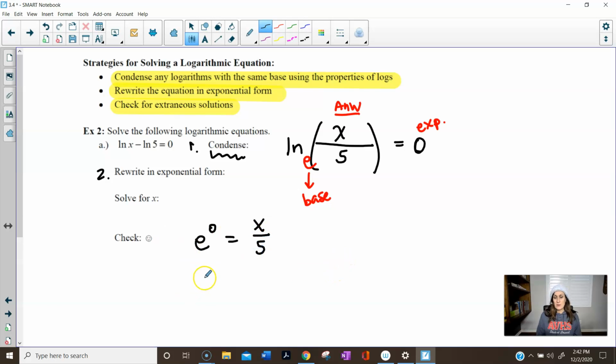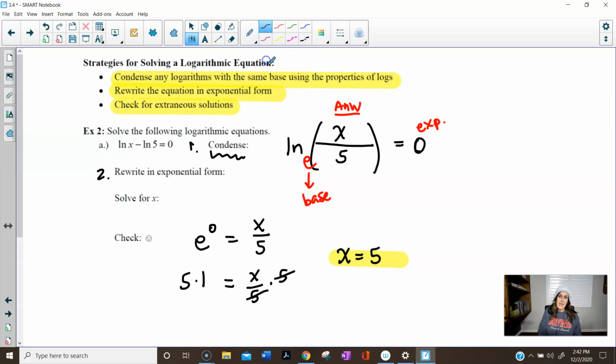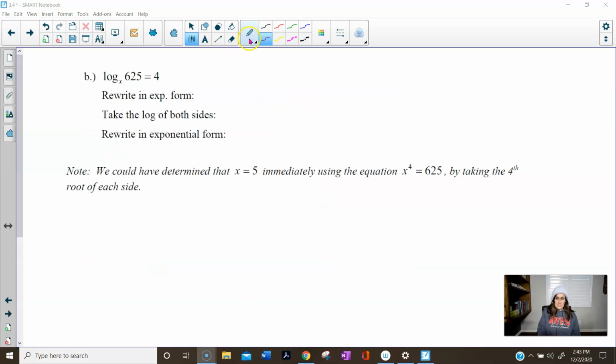From there, I know e to the 0 is 1. So 1 is equal to x divided by 5. And then we would multiply both sides by 5 in order to solve for x. So x equals 5. Now we want to check to make sure that this is a solution. So let's look at the original and plug in x. I have ln 5 subtract ln 5, and this makes perfect sense that it's going to work. ln 5 subtract ln 5 is going to equal 0. Check, that works.